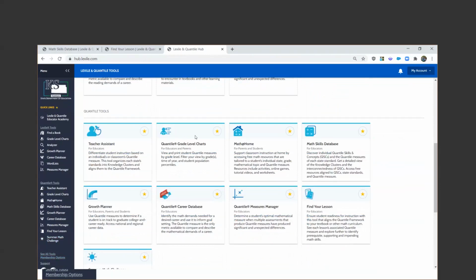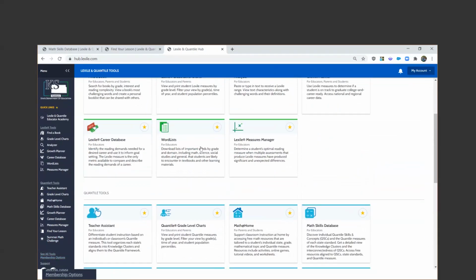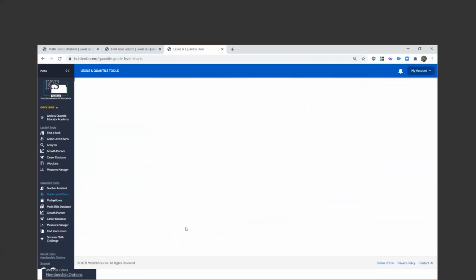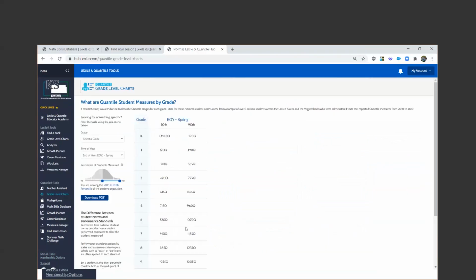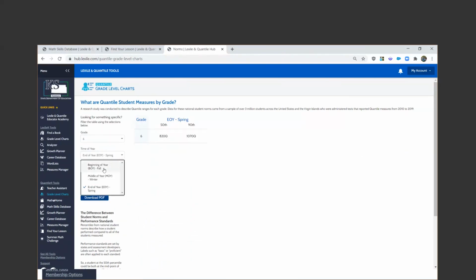Obviously, one is for Lexile reading measures and one is for Quantile mathematics measures. So I'm going to go into the Quantile student grade level charts that identify student measures by grade. If you're curious where the average sixth graders are in terms of their mathematics growth on the Quantile scale, the grade level charts will show you that information. Over here on the left-hand side, I can identify a grade level. I can also identify whether I'm talking about the fall, the winter, or the spring of the year.